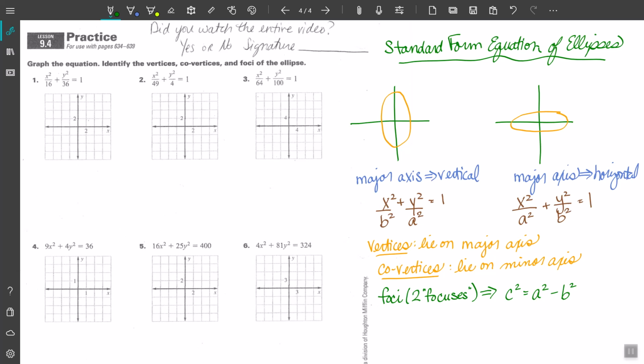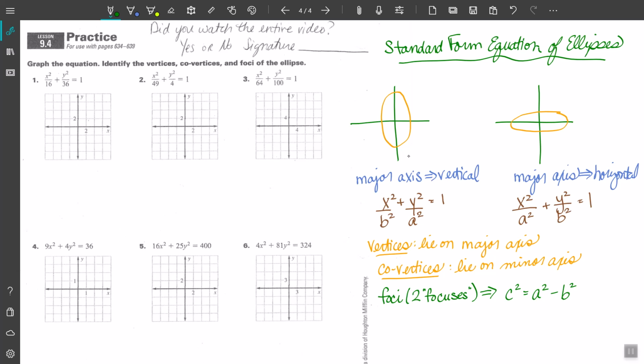9.4 is moving on to graphing ellipses, which are really just kind of a squished circle. We can have ellipses that run vertical or run horizontal, like you see here on the screen.